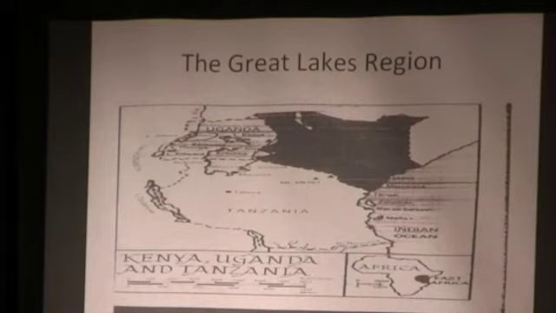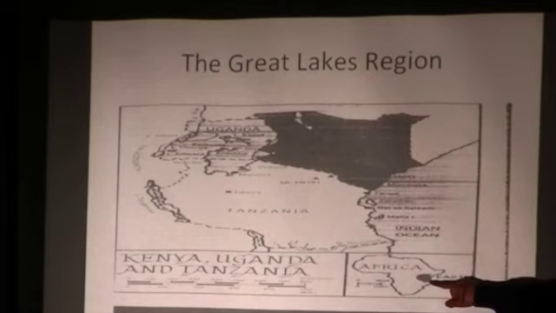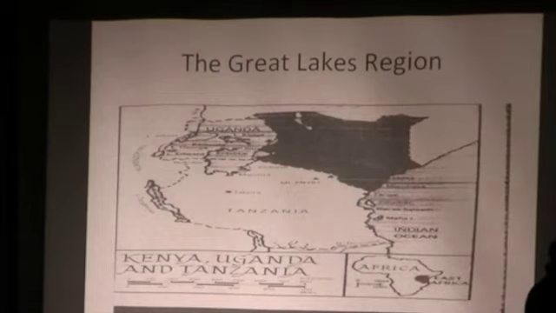Now, I'm not speaking from a religious perspective. I'm speaking straight up science. Because sometimes religion gets in the way of interpreting what actually happened. So that in this area here, the Great Lakes region, Kenya, Uganda, and Tanzania, in East Africa, there is only one race on our planet.